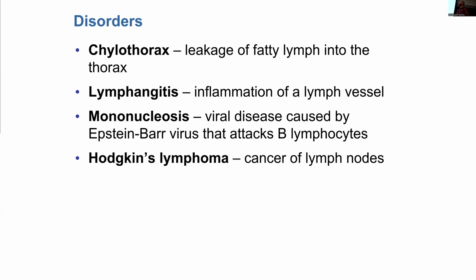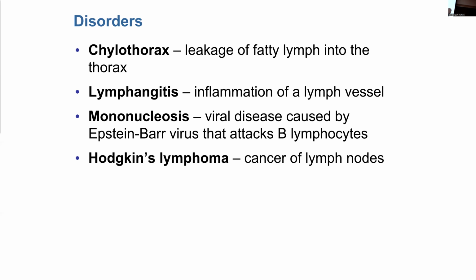If it's attacking those cells and they aggregate in the spleen, then that infection will be bad in your spleen. We also have something called Hodgkin's lymphoma, which is a cancer of the lymph nodes. I should clarify, these disorders are relevant to both the immune system and the lymphatic system, which obviously have a lot of overlap.